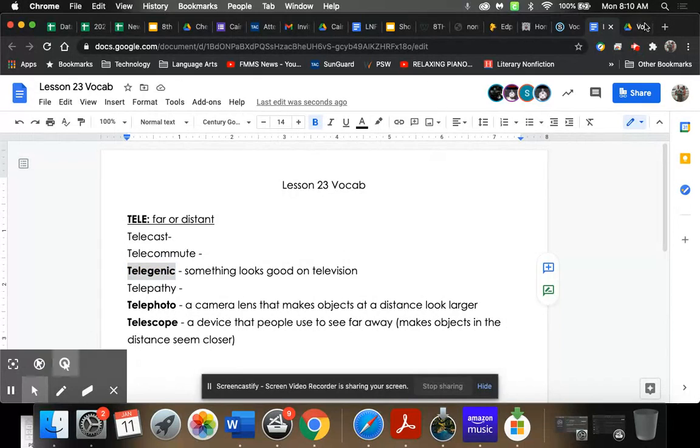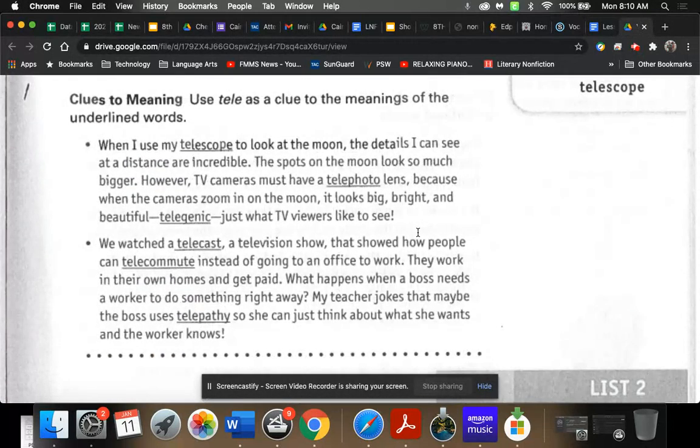All right, the second paragraph says, we watched a telecast, a television show, that showed how people can telecommute instead of going to an office to work. They work in their own homes and get paid. What happens when a boss needs a worker to do something right away? My teacher jokes that maybe the boss uses telepathy so she can just think about what she wants and the worker knows. All right, so this is kind of funny because now in COVID times, so many people are telecommuting.